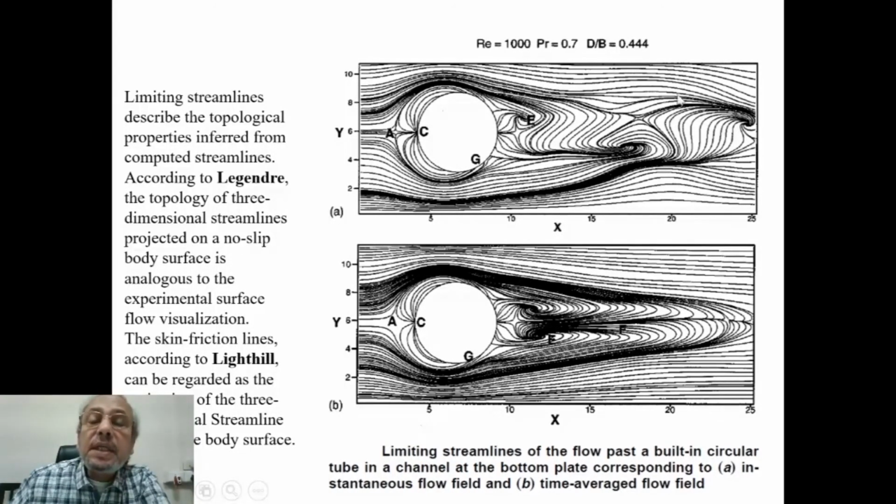Here you can see basically instantaneous limiting streamlines on the bottom plane, and this is unsteady flow, so obviously it will vary from time to time. And then if we plot the time average limiting streamlines, they will look like this.